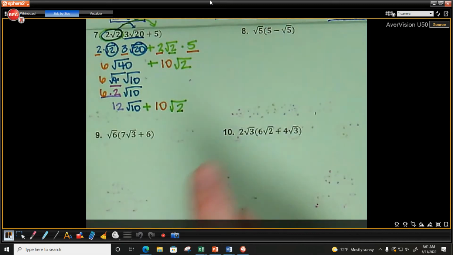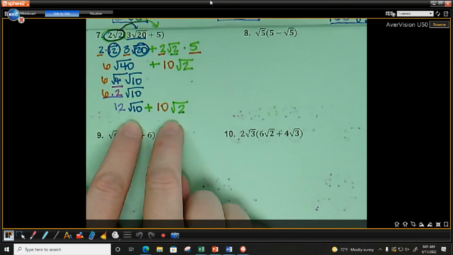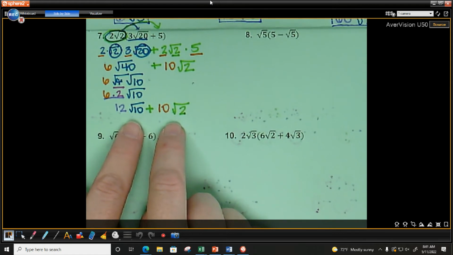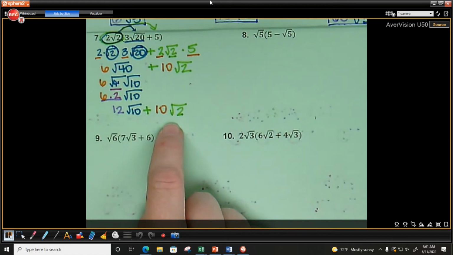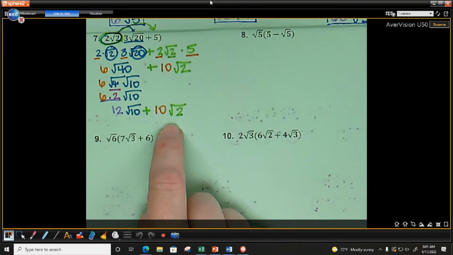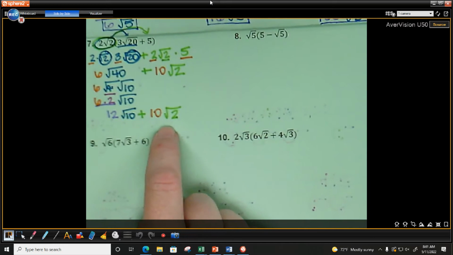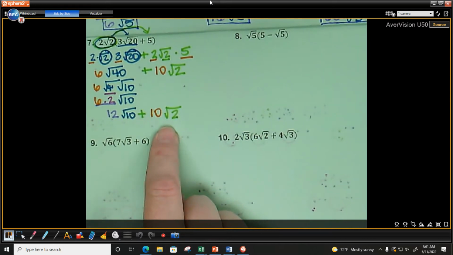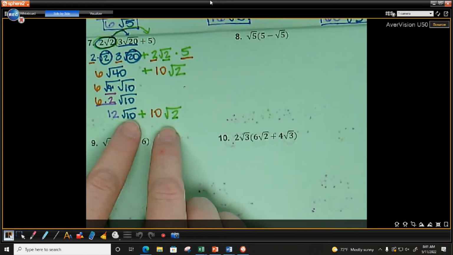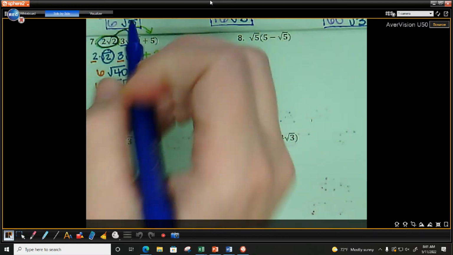Are these like terms? Do the radicals match? Remember, multiplying has different rules. You can multiply any two radicals together and combine it. Adding and subtracting, you only can add and subtract when the radicals are the same. Here, root 2 and root 10 are not the same, so I am done.